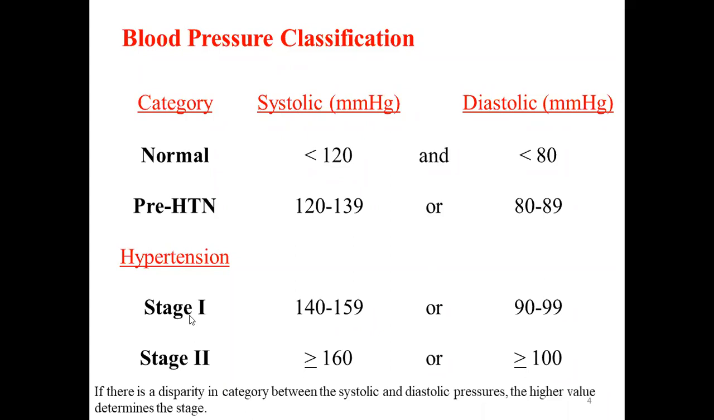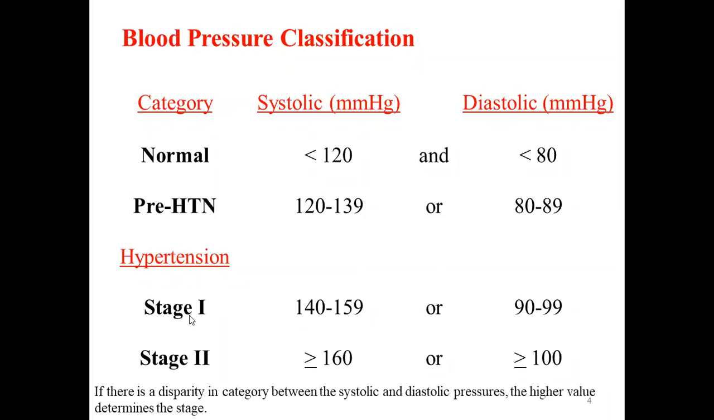Then remember about the staging or classification of hypertension: if there is a disparity in category between systolic and diastolic pressure, the higher value determines the stage. For example, if the systolic is 145 and the diastolic is 110, have you seen the disparity in the stage of hypertension? 145 systolic, but the diastolic is 100.